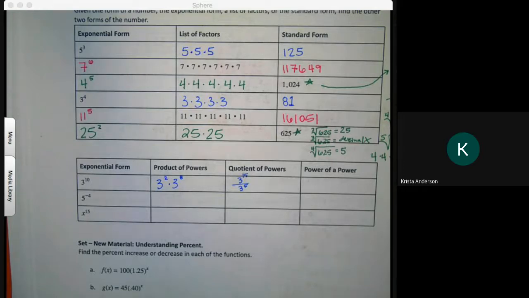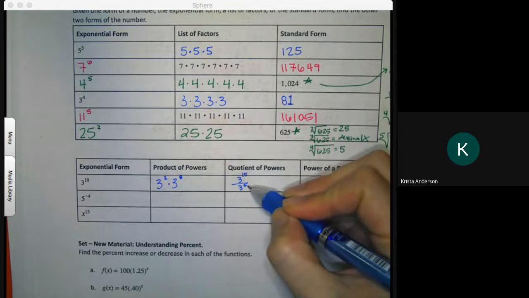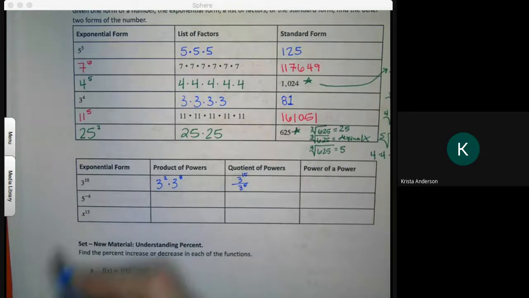So if I had 17 on the top, how many would I have to have on the bottom? 7, to get rid of the 7 on it. What if I had 20 on the top as my power? I'd have to have 10 on the bottom to get it to become a 10. So you can pick any numbers for the powers as long as they subtract to make 10.